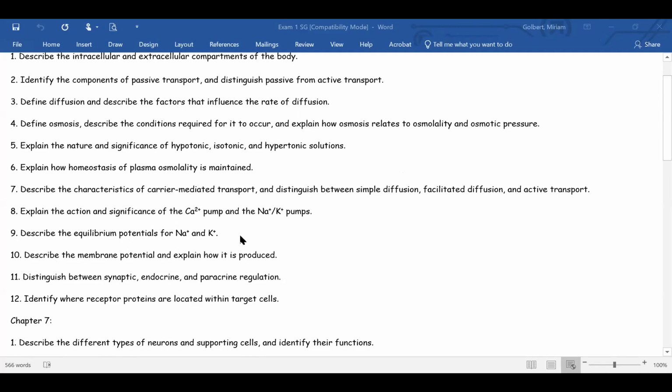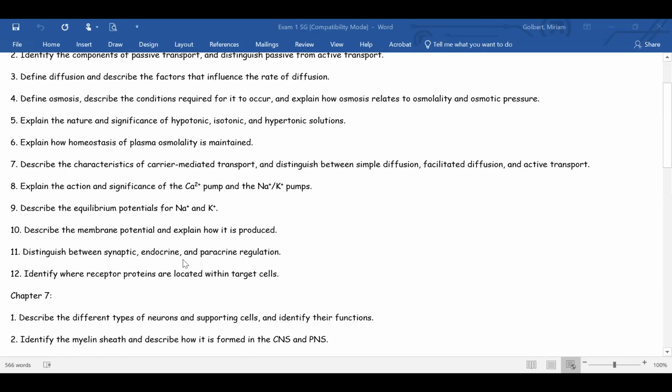Equilibrium potentials for sodium and potassium. And what that means is, where do we have more of an amount of sodium and potassium? And remember, there's more potassium on the inside than on the outside. There's more sodium on the outside than on the inside, right? So that's what establishes this equilibrium potential for potassium and sodium. So that is what gives us a membrane potential, right? That membranes are more negative on the inside than on the outside.